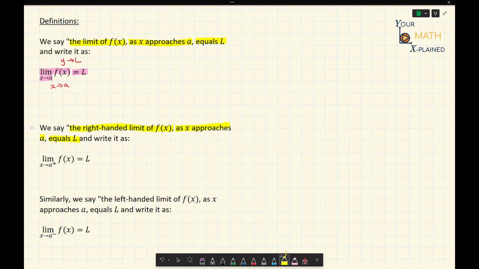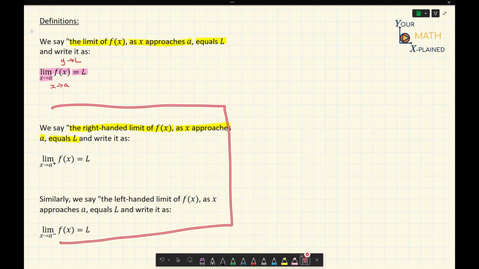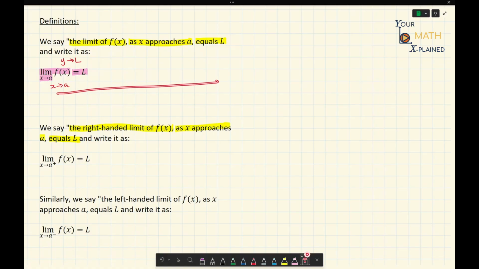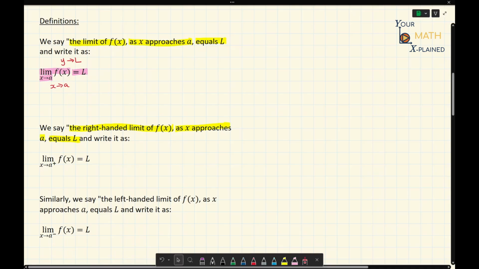So the little plus sign just means that we're coming from the positive side, which is the right side. And then similarly for the left-hand side, we write a little minus sign to indicate that we're approaching from the negative side, which is the left-hand side. The difference between these one-sided limits and this overall limit is that for the one-sided limits, we only care about the side that we're approaching from, whereas for the overall limit, we need to look at both sides. And this will be made clear in the following example.